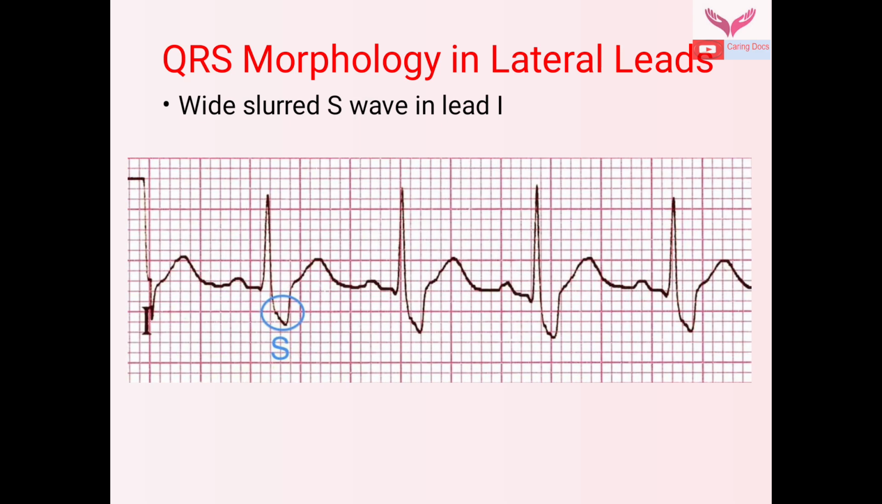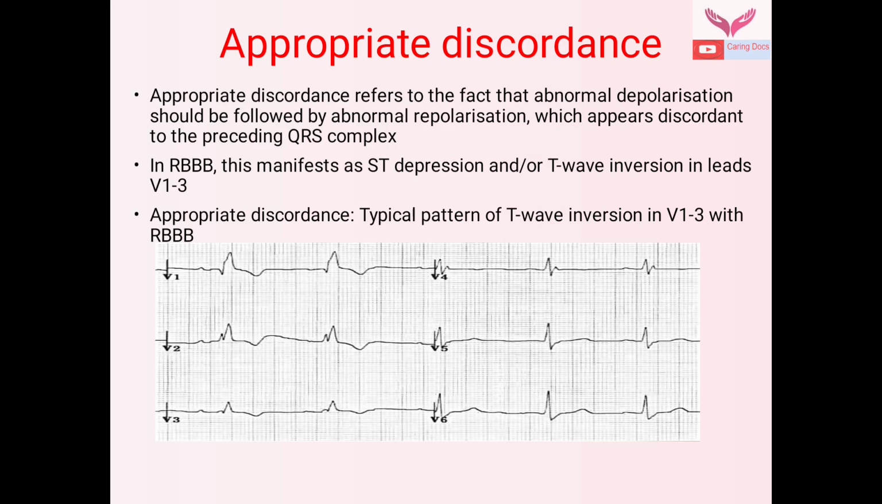We get a wide slurred S wave in leads V1 and V6. Appropriate discordance means abnormal depolarization should be followed by abnormal repolarization, which appears discordant to the preceding QRS complex. I have already discussed this in my previous slides. In right bundle branch block, discordance should manifest as ST depression and/or T wave inversion in leads V1 to V3 after RSR-dash complexes.